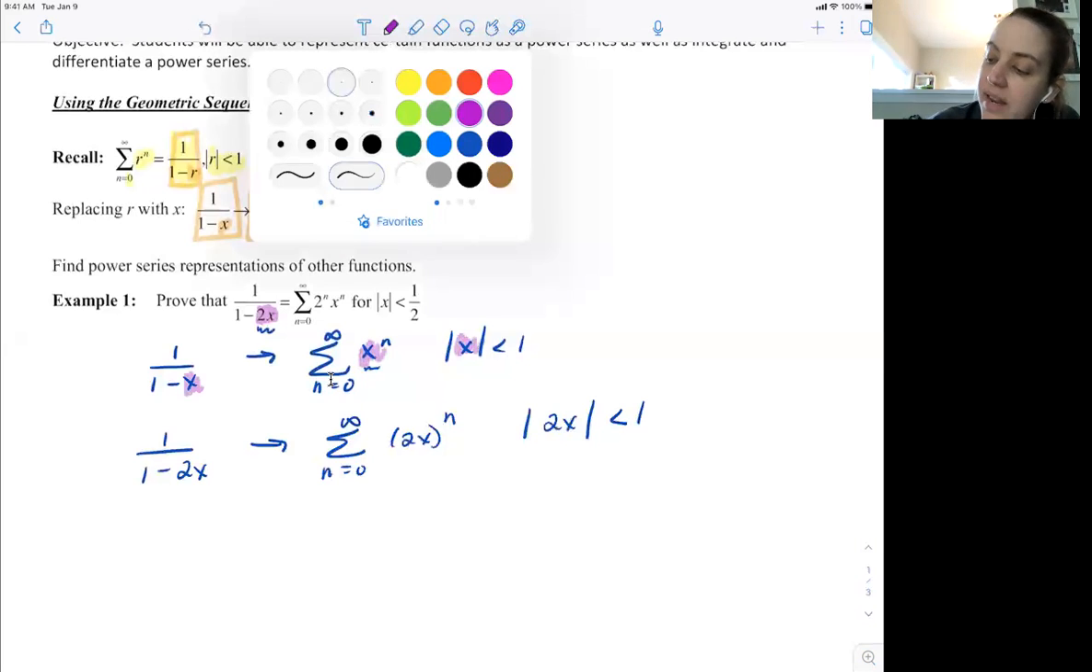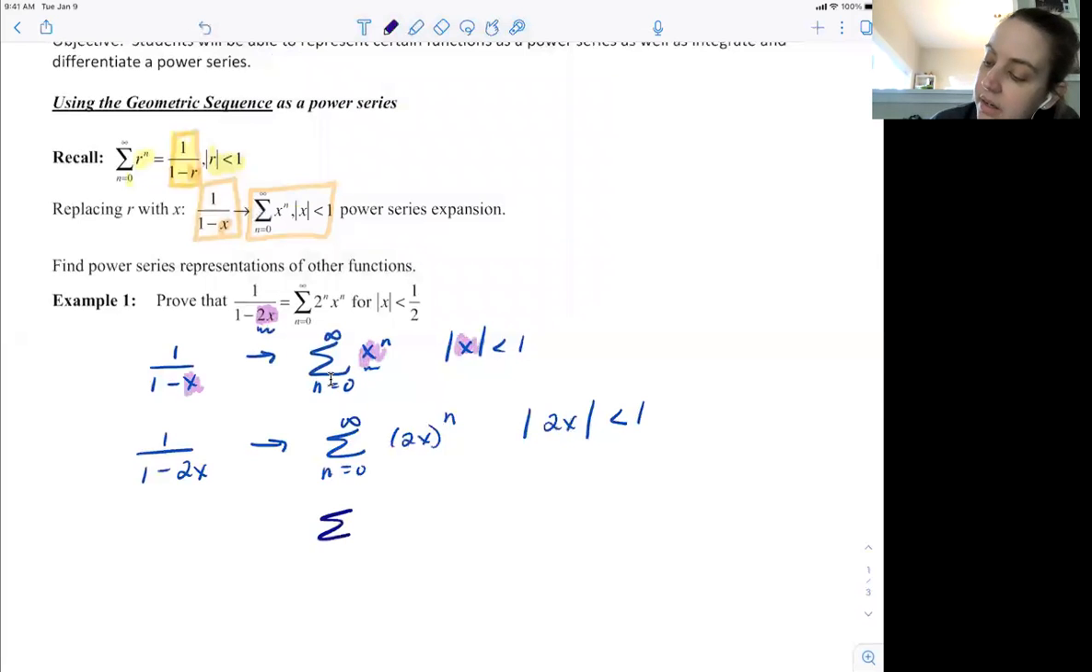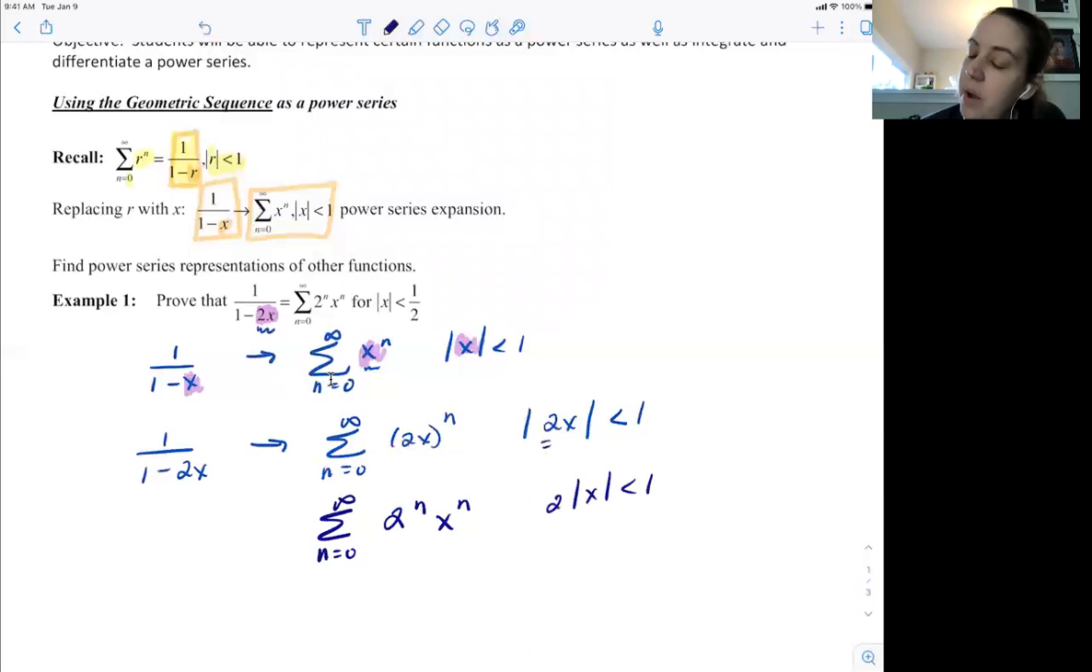Series are nothing more than exponent rules. So n equals 0 to infinity, 2 to the n, x to the n. Now, the absolute value of 2x is less than 1. This 2 is always positive. You can actually pull that to the front of your absolute value. And we can divide both sides by 2. So the absolute value of x is less than 1/2. And now you have an absolute value inequality, which is exactly what I'm teaching my algebra classes right now.